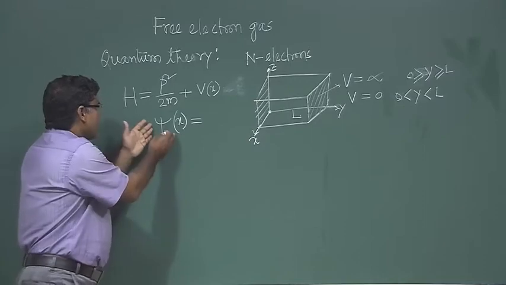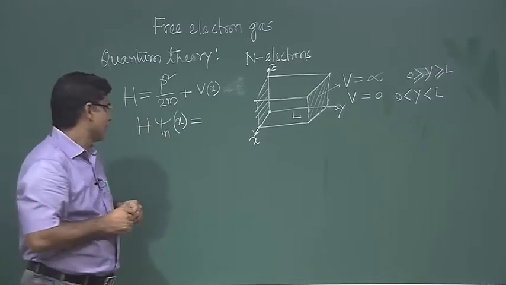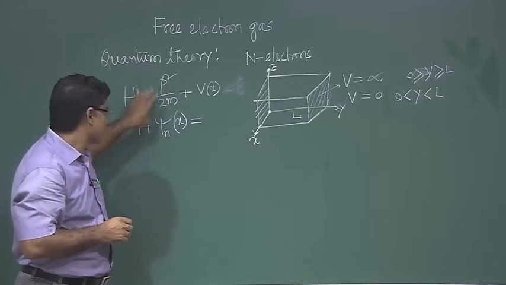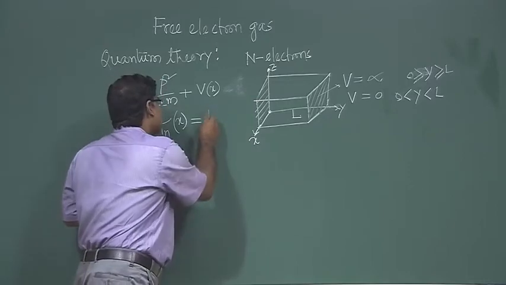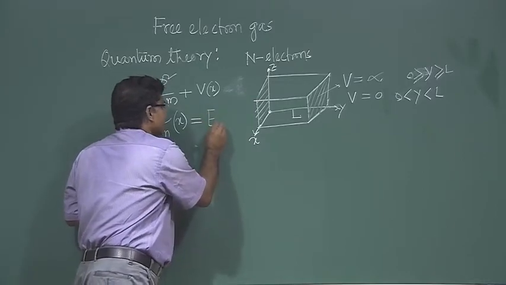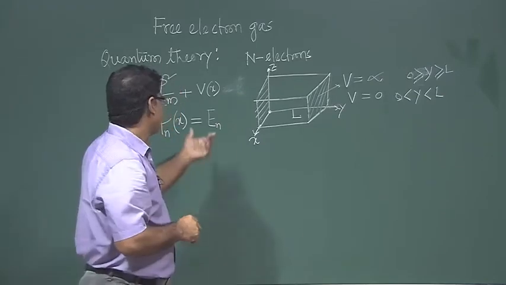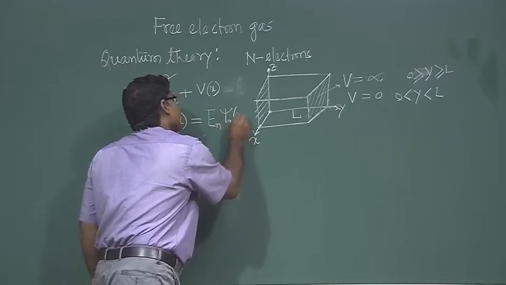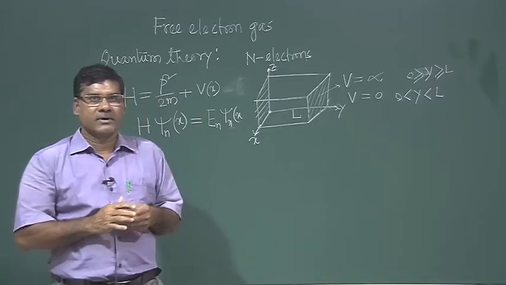Now, if you apply the operator on the wave function, this Hamiltonian is basically the energy operator. If we apply it on this wave function, it gives the energy for the nth state, En. So, this is basically the Schrödinger equation.